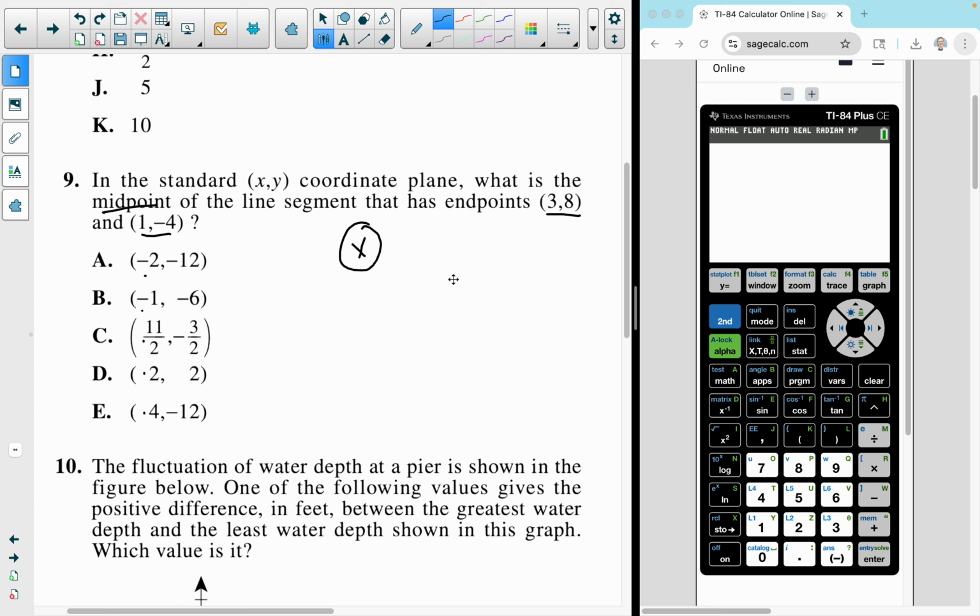Well, midpoint is in the direct middle. My first value is 3. My second value is 1. I need to know the direct middle of 3 and 1, which is a positive 2. So my positive 2 is D.